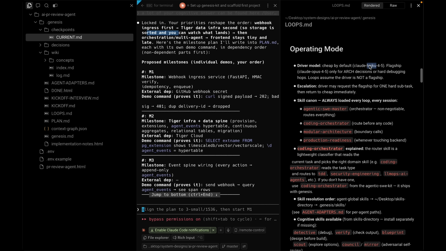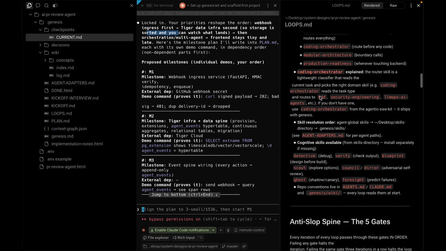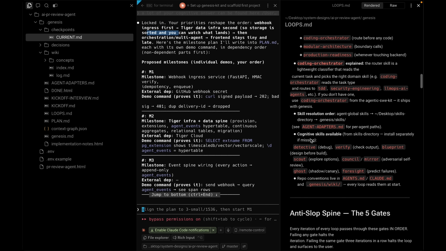We are using the Haiku or Sonnet model, and Opus for the expensive, difficult tasks. We have the coding orchestrator, and then we have several Agentic SWE kit and cognitive skills. For example, we have detective, which helps us debug; verify, which helps check output; blueprint, which is basically design before you build; scout, which is explore options to solve a problem; counsel and mirror, which is adversarial self-review; ghost, which is basically shadow and carry; and foresight, which is predicting failures. These are skills which I made for myself, and I have completely open sourced them, and they work amazingly well.